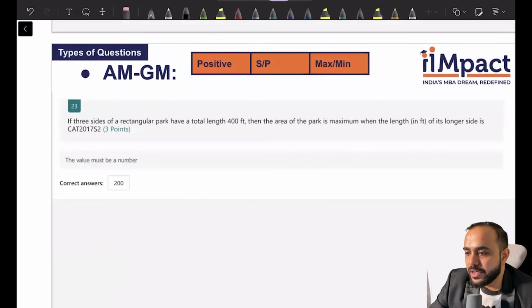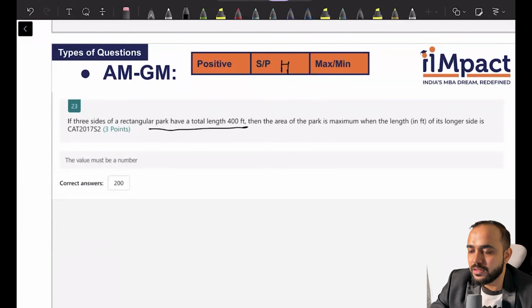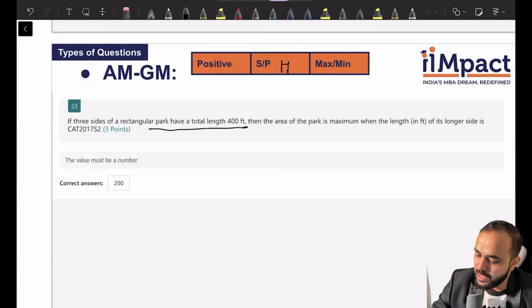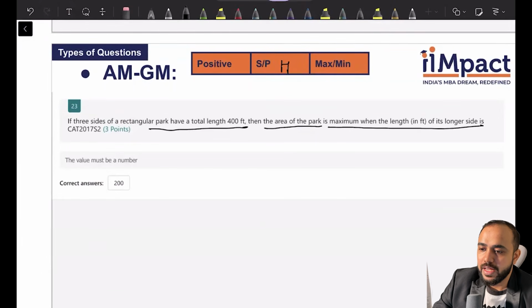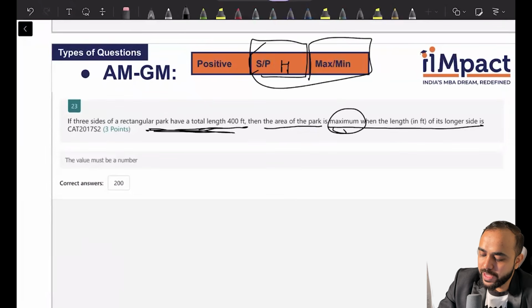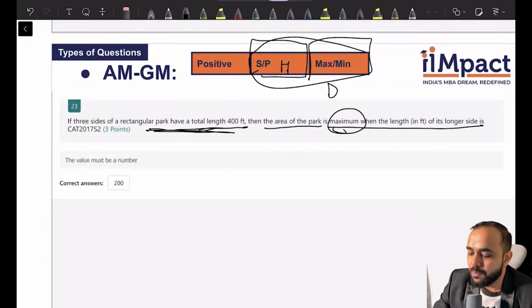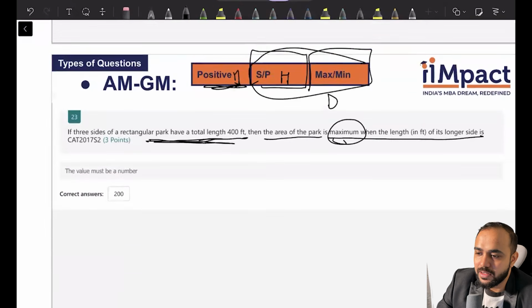If three sides of a rectangular park have a total length 400 feet, so the perimeter is fixed. So again, sum product is hidden, but not in a very strong way. Then the area of the park is maximum when the length of its longer side is. So area is something we have to maximize. Summation is something which is fixed. So these two together become very direct for me. And positive is something which is sort of hidden when the lengths, etc. But by this point, is it really hidden anymore?